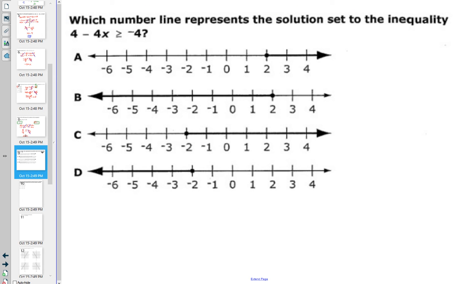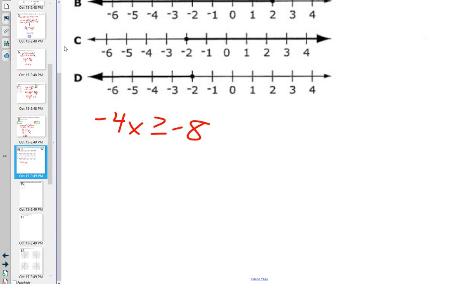Okay, 9 is the same thing, but now with a graph also. But we have to solve first. What do you want to do first? I wouldn't move it. You could, but here there's only one x, so I like to leave this x where it's at. Okay, how do you want to move the 4? Good, -4. That leaves me negative 4x greater than or equal to negative 8. What do you want to do next, Andrew?